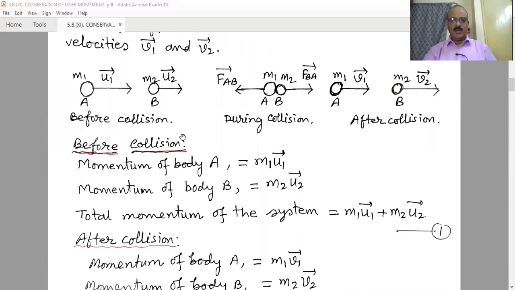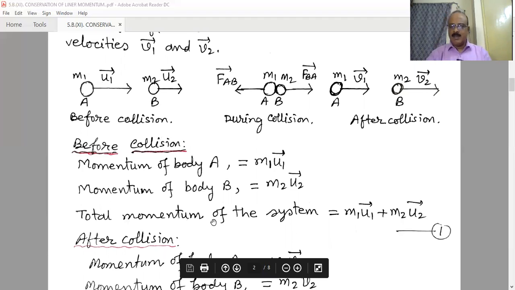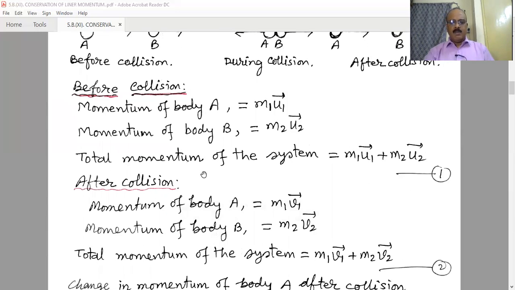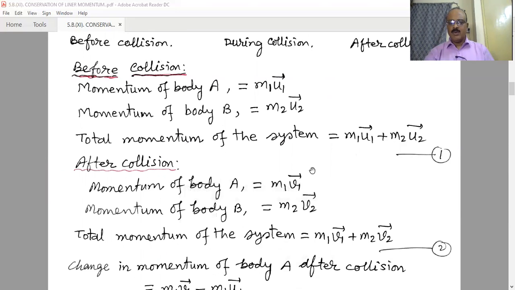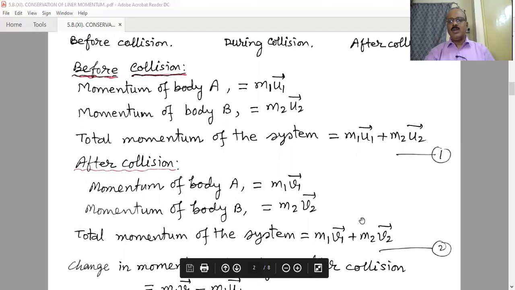Now before the collision, what was the total momentum? That is m1 u1 for A, and the momentum of body B is m2 u2 before the collision. That means before the interaction between the two objects A and B, the momentum of the system was m1 u1 plus m2 u2. It is before the collision, when they are moving and approaching towards each other. And after the collision, the momentum of body A is m1 v1, and the momentum of body B is m2 v2. The total momentum of the system is m1 v1 plus m2 v2.